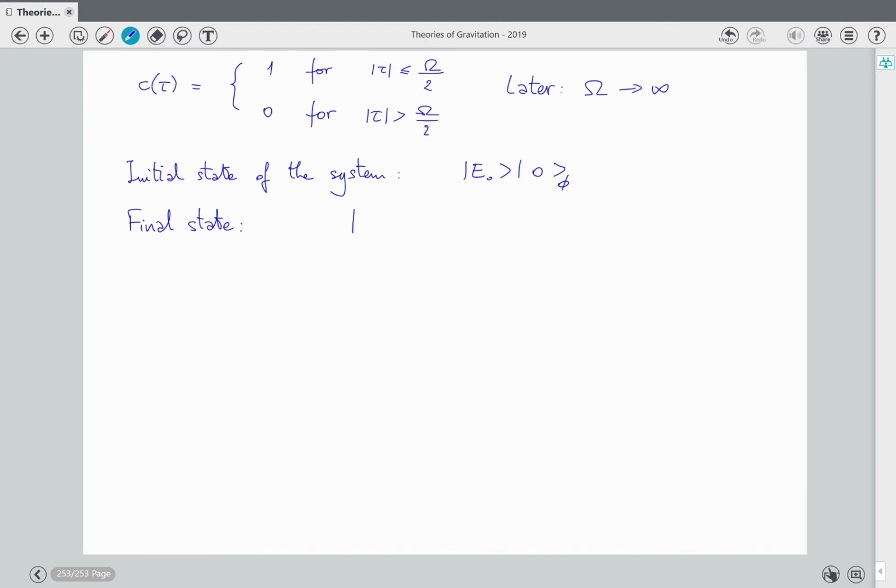Any state, because we want to compute the probability of a transition out of nowhere, if you want, from the fundamental state to any state. So any state excited, it's an excited state for the atom, and the rest will be in any possible state, which we'll call generically psi.